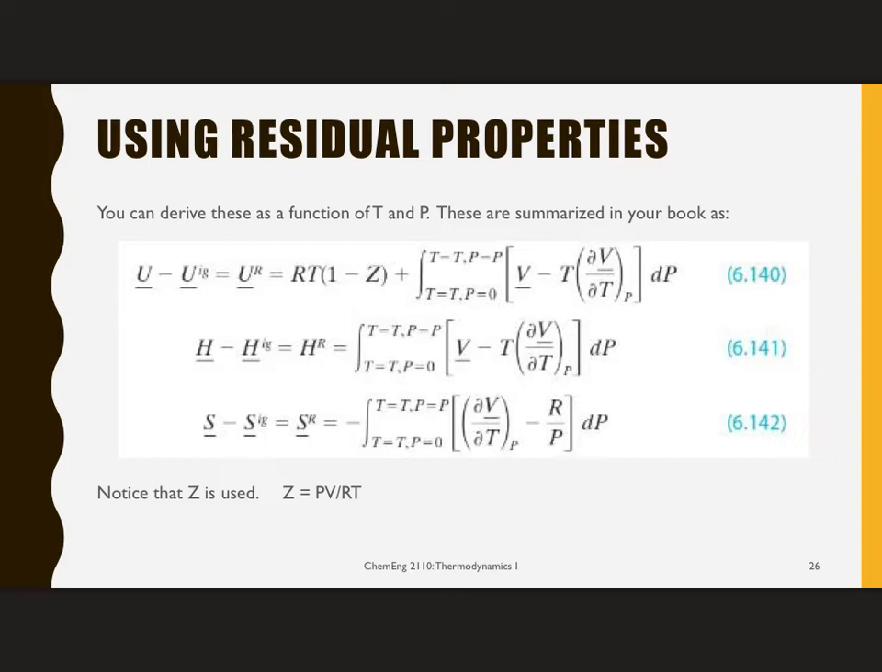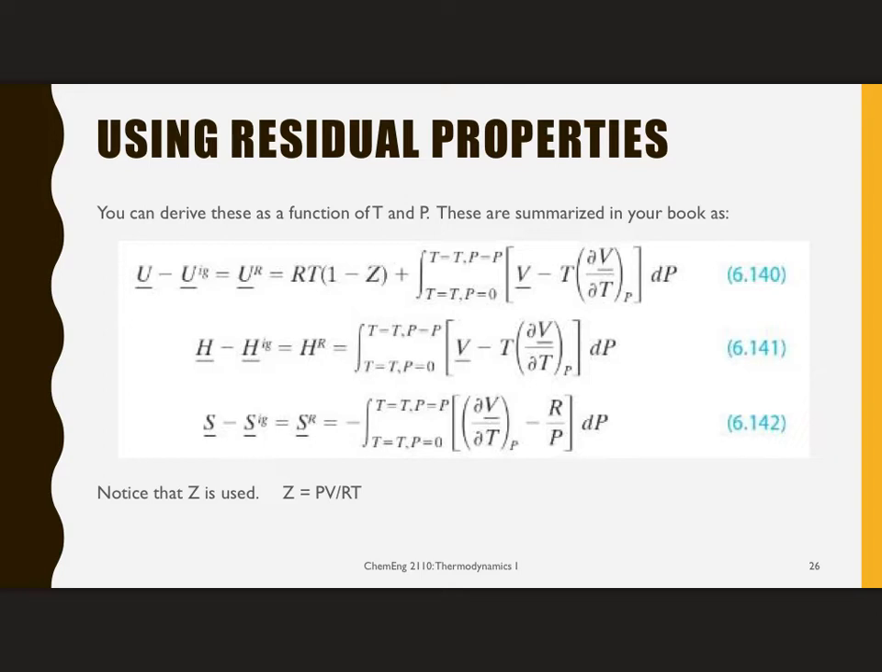These residual properties are written in your book, and they derive them using the things that we've been doing earlier in the chapter. So I'm not going to do that again. I think you guys can read the book on your own, but these are the summaries of the various equations.